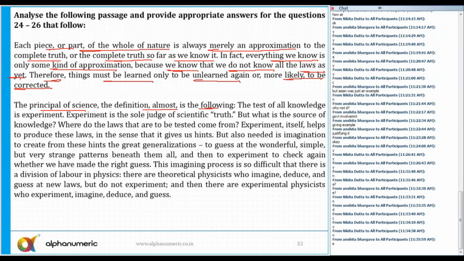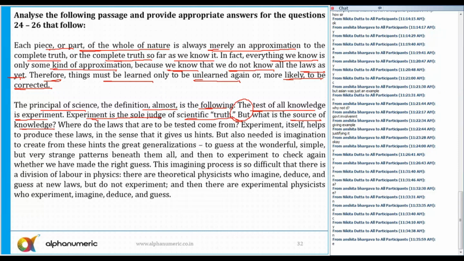What is the definition of science? Science says the test of all knowledge is experiment. Experiment is the sole judge of scientific truth. But what is the source of knowledge? If you want to test knowledge, according to science, if you want to test whether your knowledge is true or not true, experiment karo. But the question is, what is the source of knowledge?